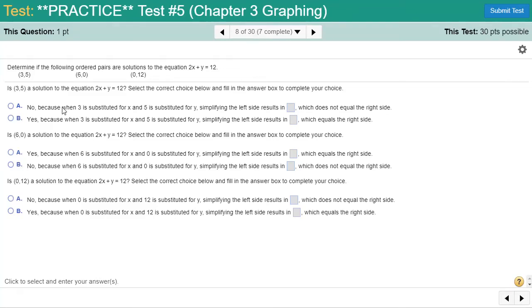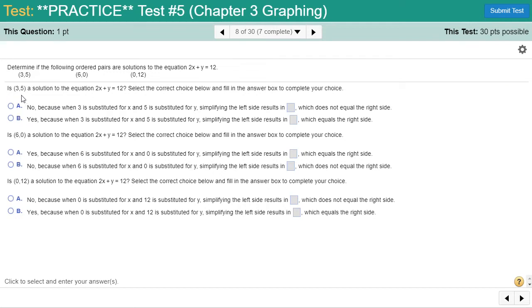Question number 8 asks us to determine if the following ordered pairs are solutions to the equation 2x plus y equals 12. We've been given a set of 3 ordered pairs, and we have to determine whether each of these points produces a true statement for the given equation. Is it a solution? Let's dive in.